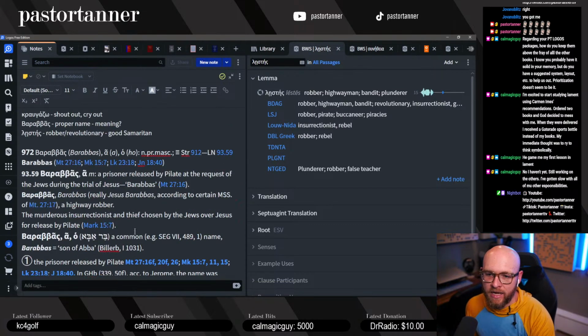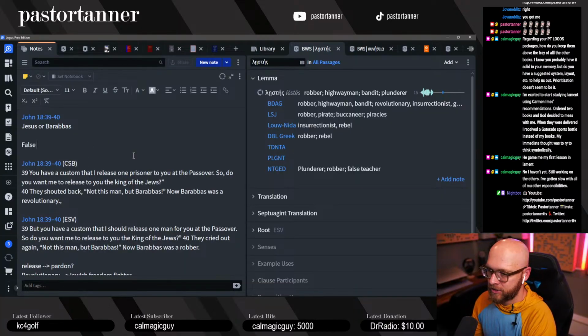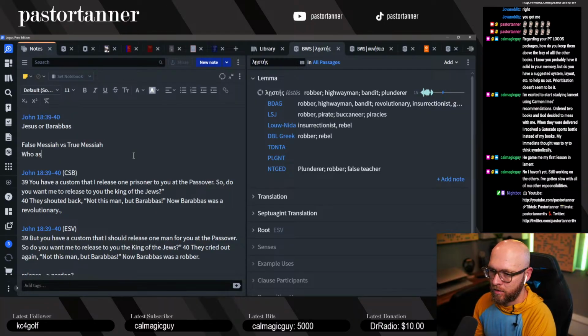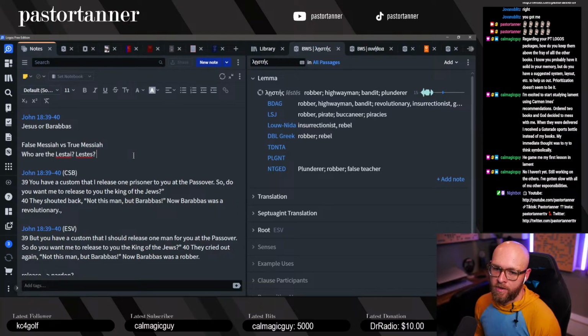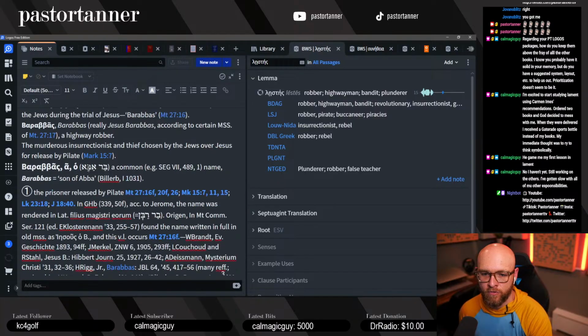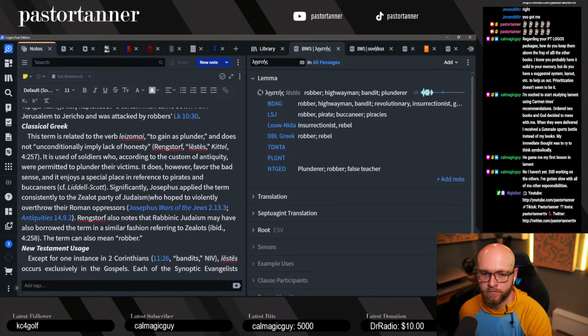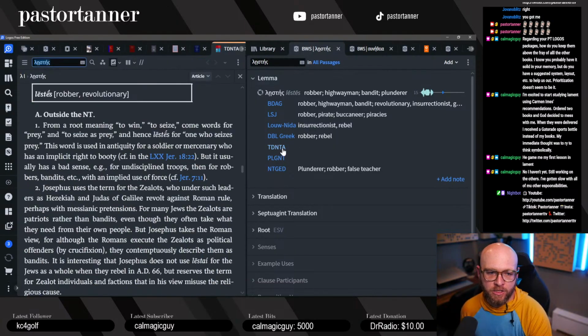So now we're already getting the idea of false Messiah versus true Messiah. Who are the lestai or lestes? Right? These are themes that we can preach on. And they took one over the other. Yeah, very cool. All right, let's go to the Theological Dictionary of New Testament Abridged and see where this lestes comes from.